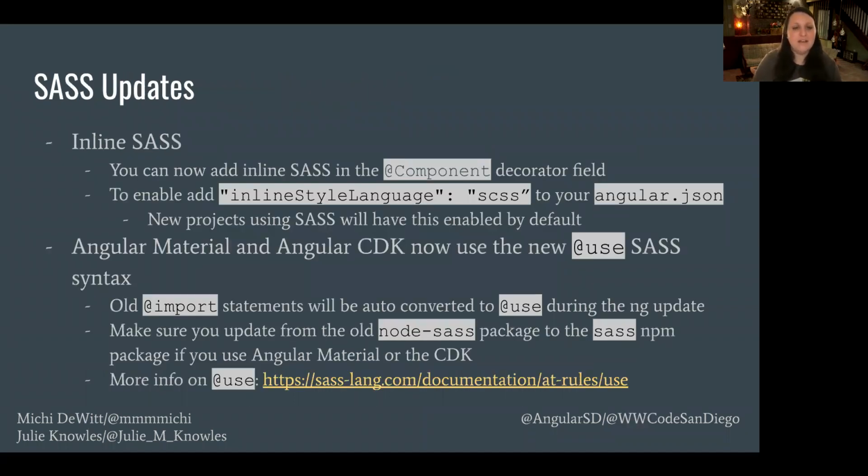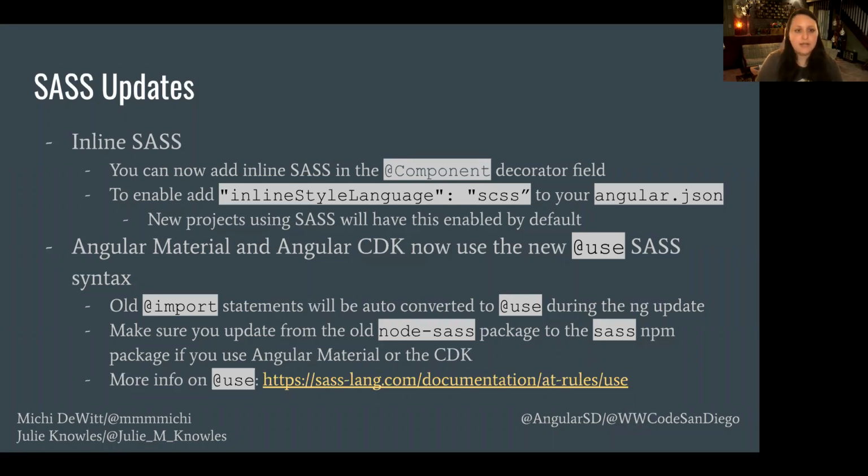Sass updates. So a couple things here. One, if you are using Sass in your project, you can now inline Sass in the component decorator styles field. So that's exciting. To enable that, you just add this inlineStyleLanguage option, set to scss, that you see here in your angular.json. If you have a new project and you choose to use Sass in your new project, this will be enabled by default. So that's nice that we can now use Sass in our inline styles.